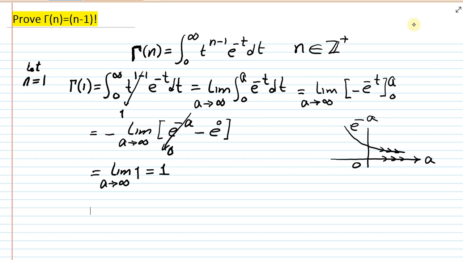And that's going to be 1 minus 1 factorial, which is the right side of this theorem, is 0 factorial. And 0 factorial by definition is 1. Therefore, 1 is equal to 1. Again, this was the right side, and this is the left side. So we show the left and the right are equal.